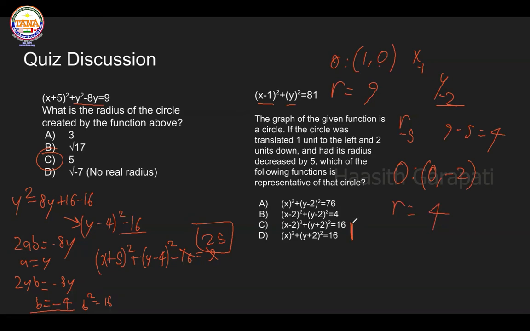So, okay, we know for a fact it's got to be either C or D because A and B have the wrong radial values. C is going to be wrong because it has an x value that is not 0 for the origin. Therefore, D is going to be the correct answer because it has x coordinate representing 0 and a y coordinate representing -2.